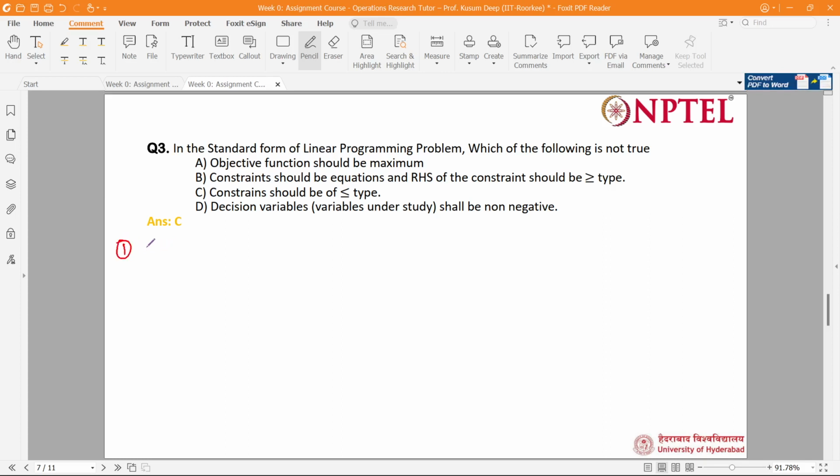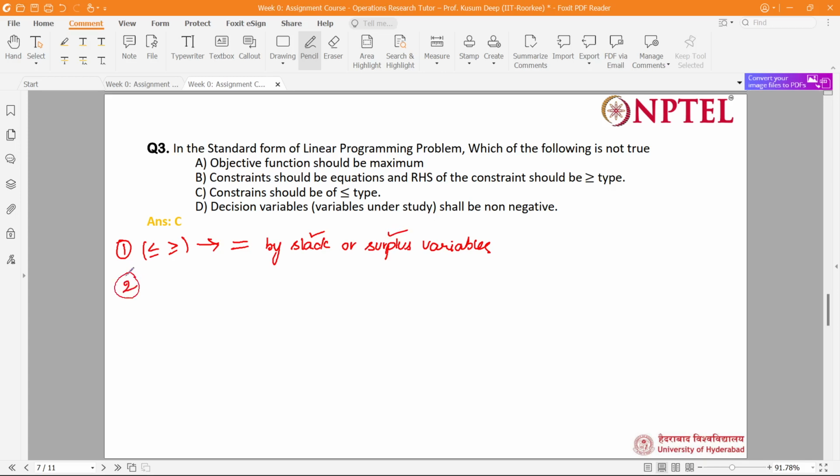The first thing is all the constraints should be converted into equations. That means if the constraints are less than or equal to or greater than or equal to type, then we should convert them into equation type by using slack or surplus variables. If the constraint is less than or equal to type, then in order to make it an equation, we use the slack variable. Or if it is a greater than or equal to type, then to make it an equation, we subtract the surplus variable from the inequality.